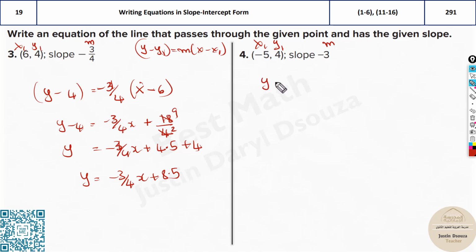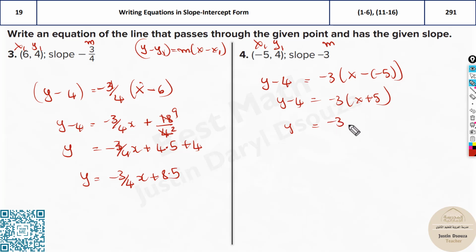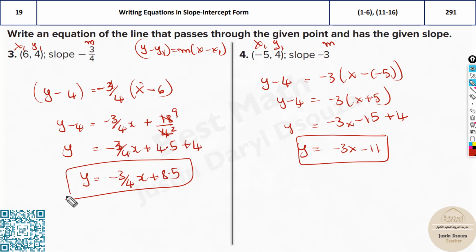Now what about the right side? It is again y minus 4 equals minus 3 times x minus of minus 5. So here we will have minus 3 times x plus 5, and the left side is the same thing. Here we have minus 3x minus 15. And what about this minus 4? I'll take it to the other side, it will become plus 4. So y is equal to negative 3x minus 11. That is the answer.